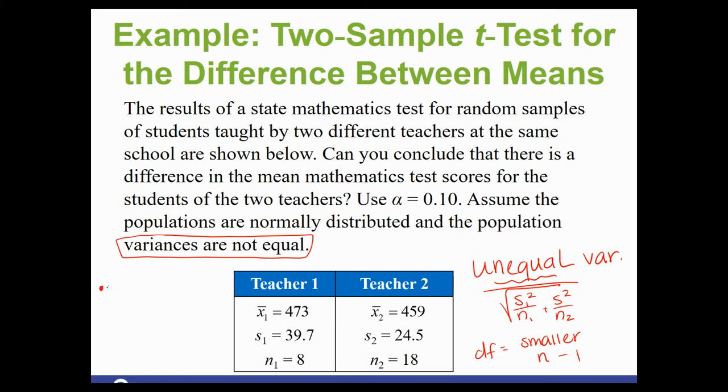So let that be in your mind which formula we're using. And that's going to be part of our conditions, is that we have unequal variances. Other things that we're looking for is that we're given a sample standard deviation, so we don't have population standard deviation. It does say random samples. It does say normally distributed.